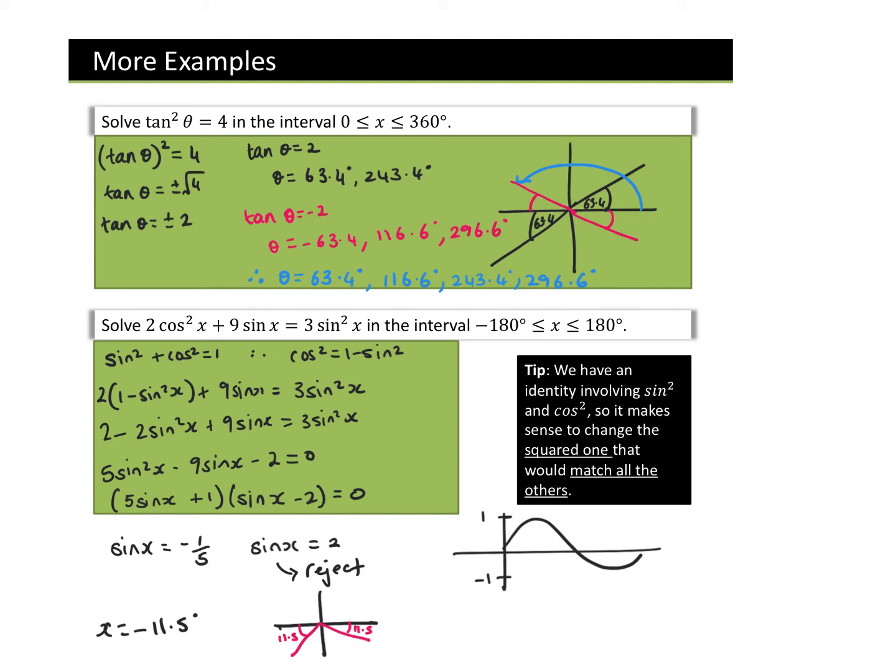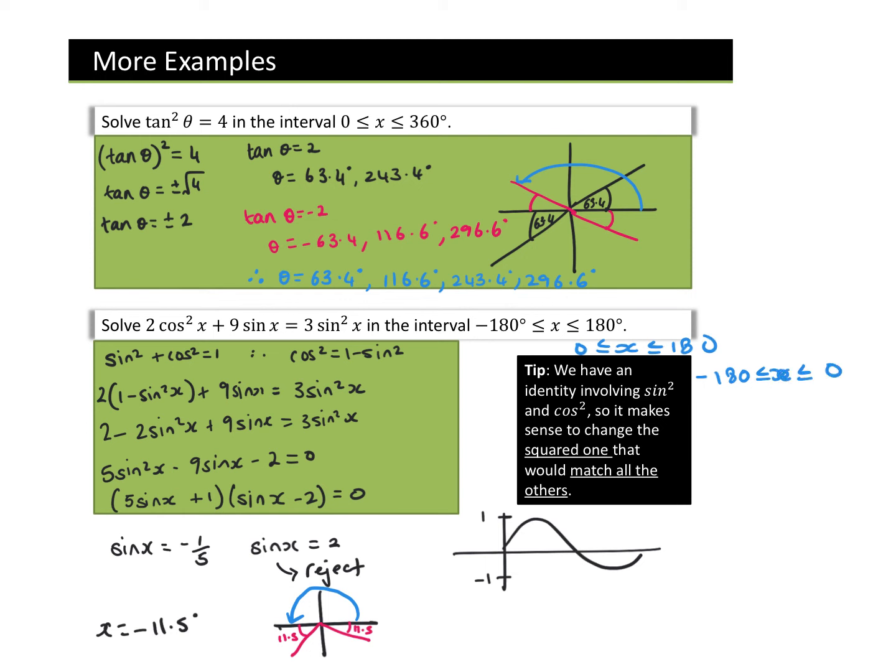Now, let's have a look at the interval. The interval says minus 180 is less than or equal to x is less than or equal to 180. So actually, what I'm going to do is do between 0 is less than or equal to x is less than or equal to 180. So if I start at 0 and go all the way round, I haven't hit anything. So there's no solutions in that interval. And I'm going to do minus 180 is less than or equal to x is less than or equal to 0.